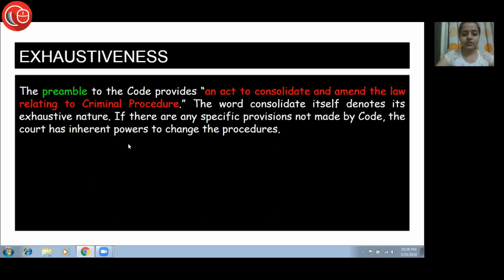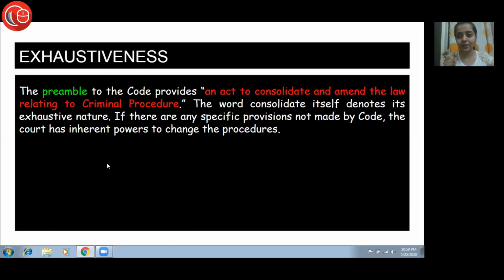Exhaustiveness. The word exhaustive means complete in itself, whether CRPC is complete in itself or not. The preamble of the code provides: an act to consolidate and amend the law relating to criminal procedure. The word consolidate itself denotes its exhaustive nature. That means CRPC is exhaustive in nature. It is complete. But if there are any specific provisions not made, the court has inherent powers to change the procedures.